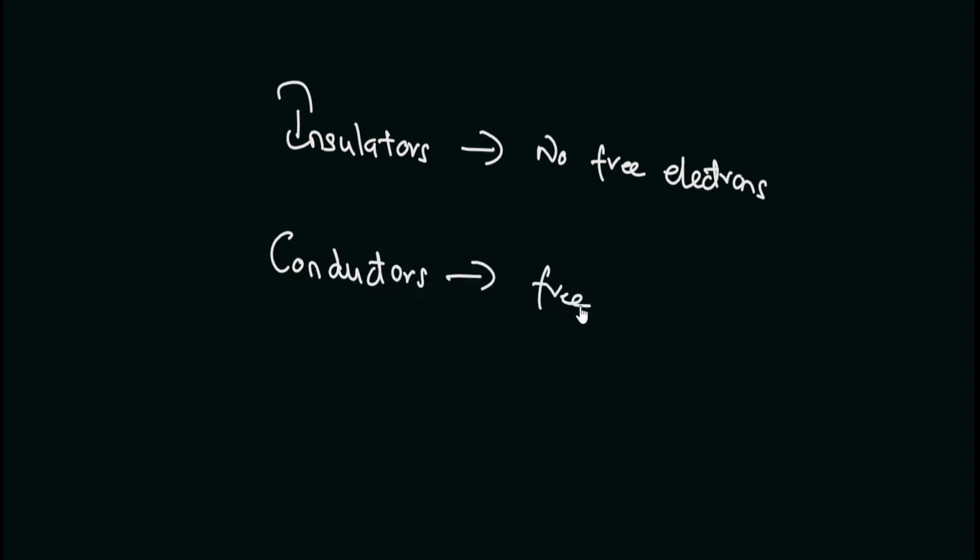Conductors have free electrons. That is, in conductors, there are few electrons that are free to move about, and those electrons are not attached to any parent atom. They can move freely through the material. For example, metals are conductors. In metals, there are many free electrons, and those free electrons are free to move about. Therefore, metals act as good conductors of electricity. Now, let us study a few properties of these conductors.